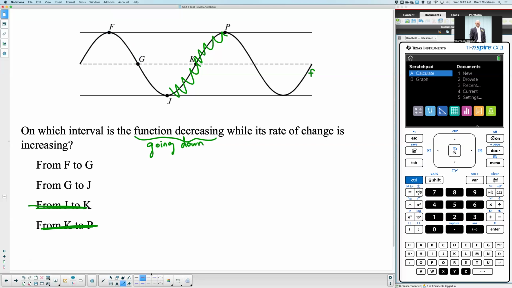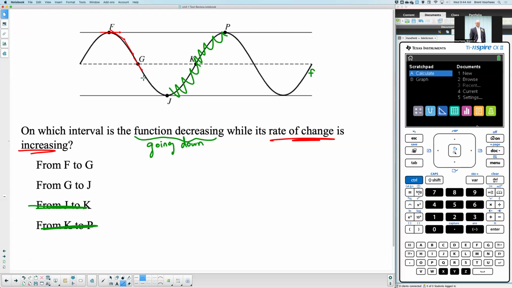So I'll do this in red. Let me actually underline this in red. Slope is increasing. That means my tangent lines are becoming greater. So here we go. I'll put tangent lines on here. Does it look like so far my tangent lines are increasing or decreasing there? They're decreasing. Okay, let's pick it up from G.